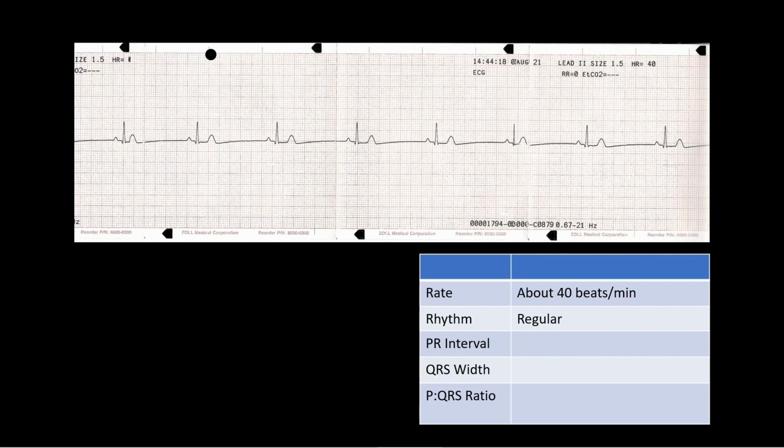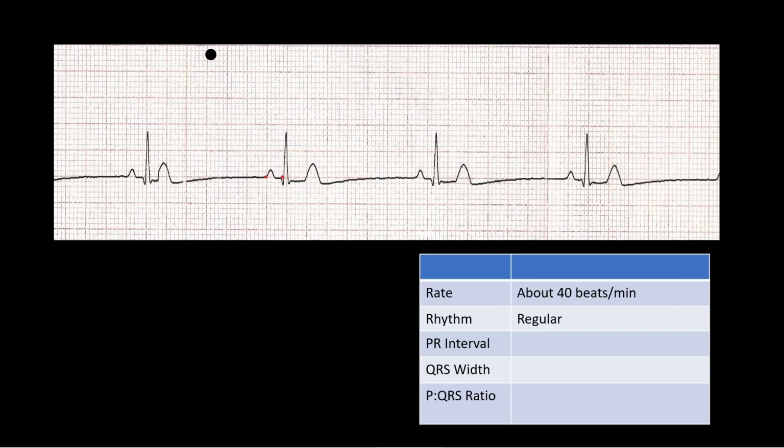Let's look now at the PR interval, and we'll zoom in a little bit to see. If we look at the distance between the first red dot and the second red dot here, it appears that we have about 4 of the small boxes in there. So if each one is 0.04, that would be a PR interval of 0.16 seconds, which is indeed less than 0.20 for a PR interval.